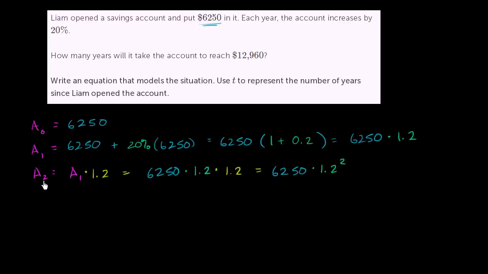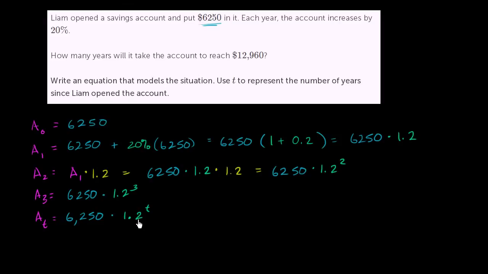So what about after 3 years? Well, we're just going to compound. We're going to multiply by 1.2 once again. So then he's going to have 6,250 times 1.2 to the third power. And so after t years, we're going to multiply by 1.2 that many times. So after t years in his account, he's going to have 6,250 times 1.2 to the t power.